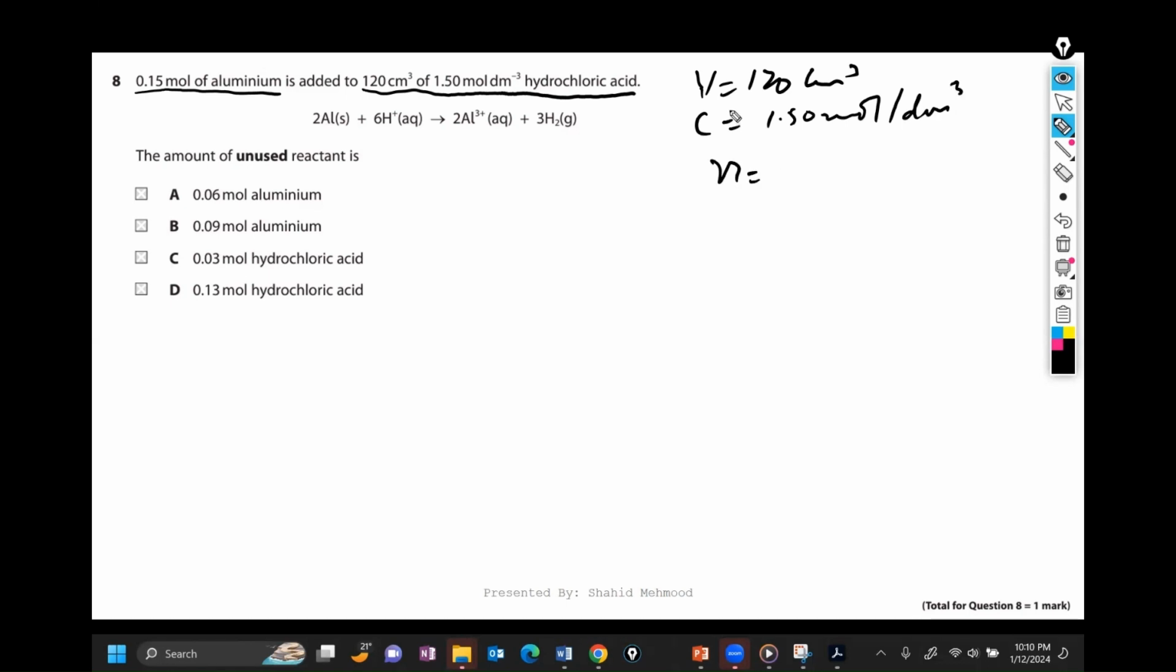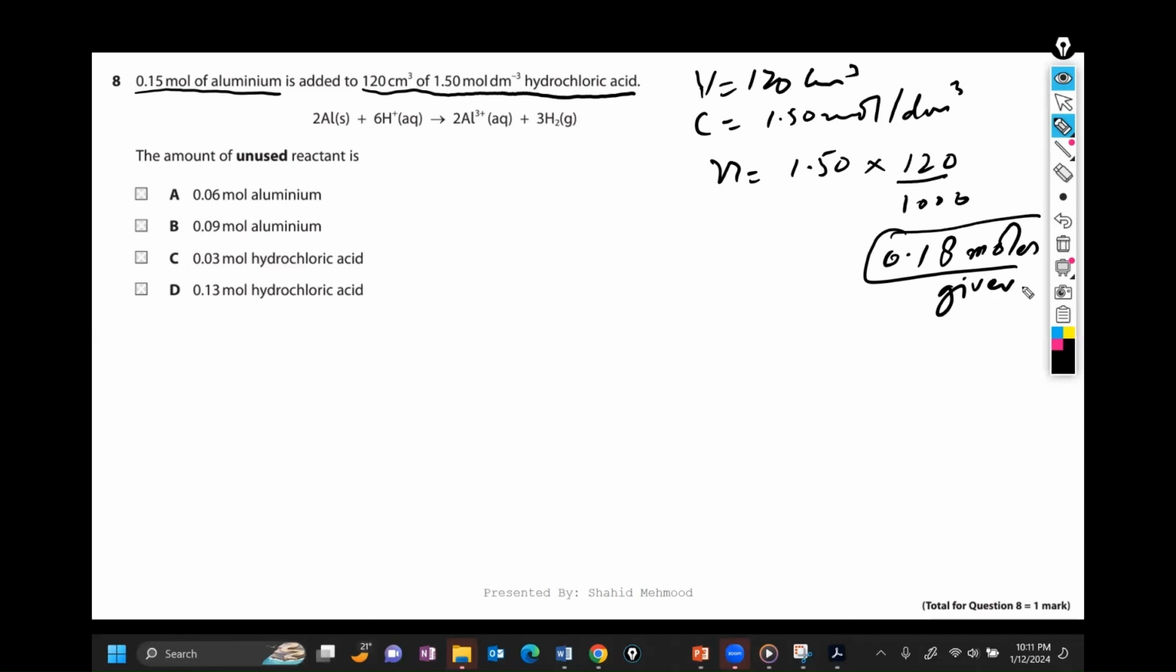To find the number of moles, C times V divided by 1000. So we will find 1.50 times 120 divided by 1000. So the number of moles of the acid is 0.18 moles. This is the given number of moles of the acid, and for the aluminum it is 0.15 mole. First of all, we have to find the limiting reactant, and then from the excess reactant, how much of that reactant is left unused, unreacted. So look here, this is 2Al plus the acid gives hydrogen ion, and this is hydrochloric acid.